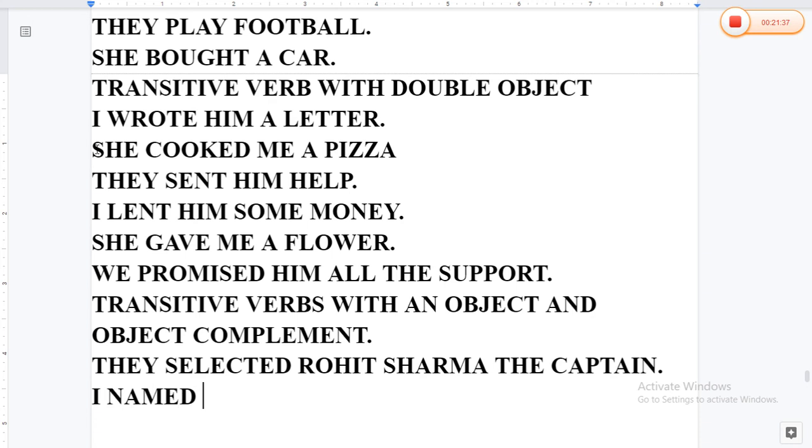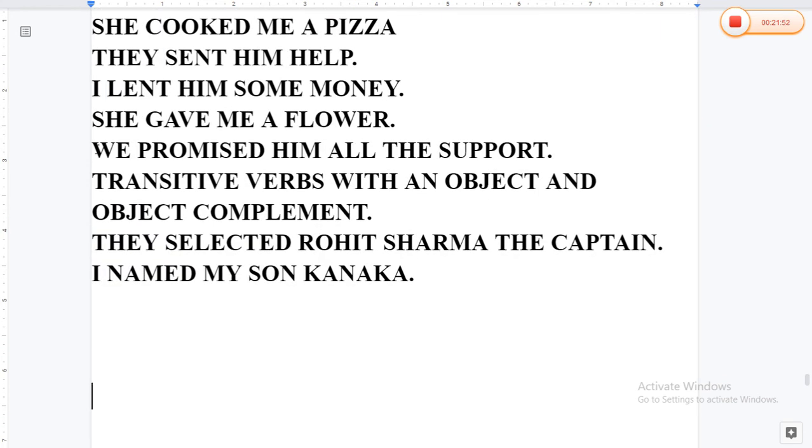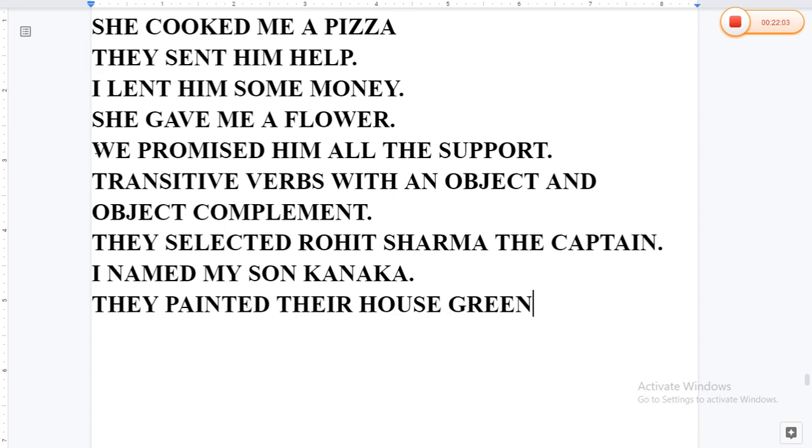I named my son Kanaka. I named my son Kanaka, or Pushpa. Yes. And they painted their house green. Yes. So their house and green are the same thing. They have applied their green color to their house. So this is object and object complement.